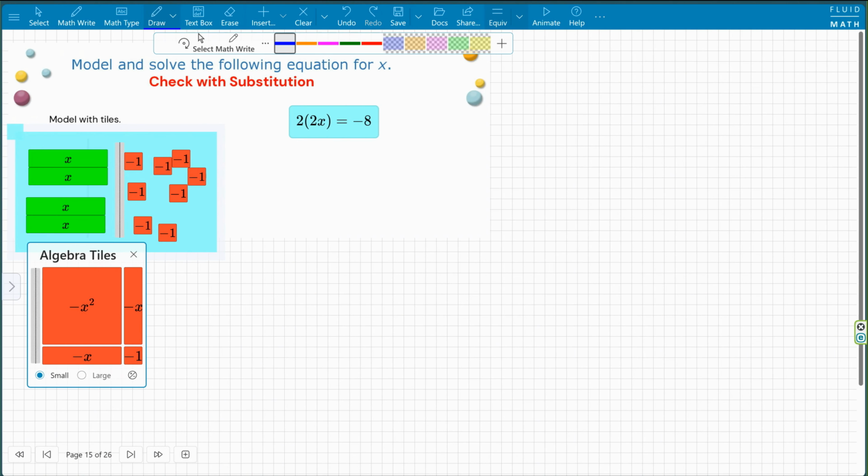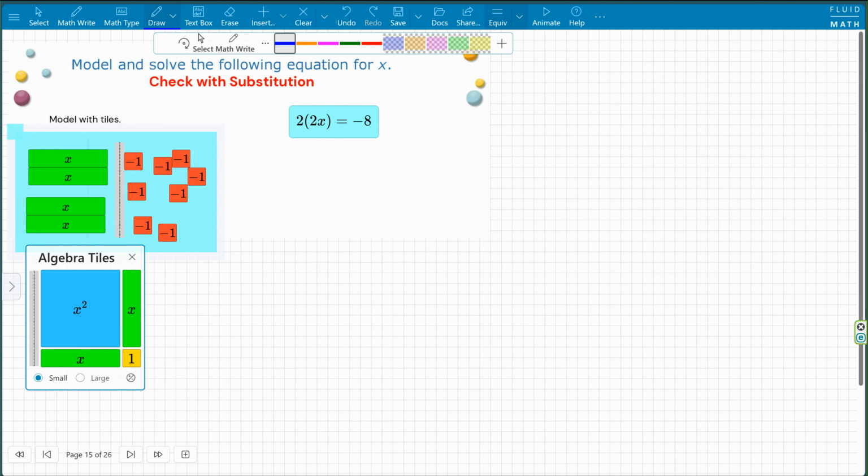So that works. Okay, so what I have right now is two groups of 2x's that equal -8. Well, what I want to do is now to divide that by 2. So I'm going to put these in two groups. So the first thing I'm going to do is just move these guys over here. So I'm dividing everything into two groups because I have two groups of 2x's. So I literally have created two groups of 2x's. So I've divided it by 2.